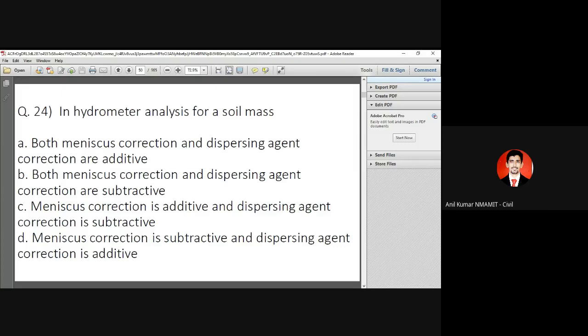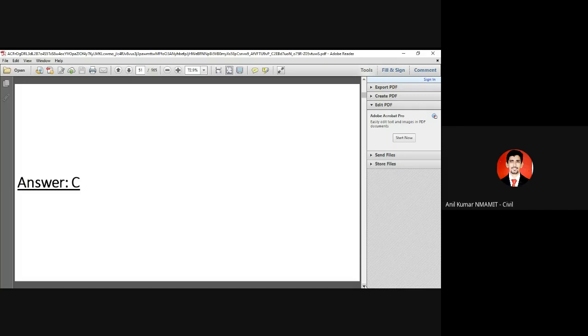The C says that meniscus correction is additive. Correct. Dispersing agent correction is subtractive. Correct. Meniscus correction is subtractive and dispersing agent is additive. Wrong. Both meniscus correction and dispersing agent are subtractive. Wrong. Both meniscus correction and dispersing agent are additive. We discussed this, the answer is simply C. Correct it is. I told you at that time, when I discussed the different types of corrections which we are applying. Okay.